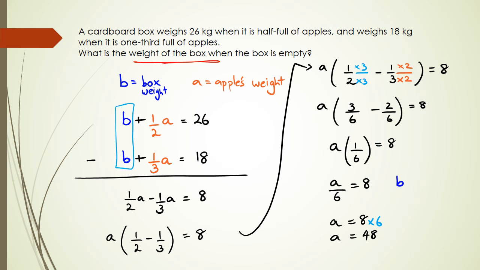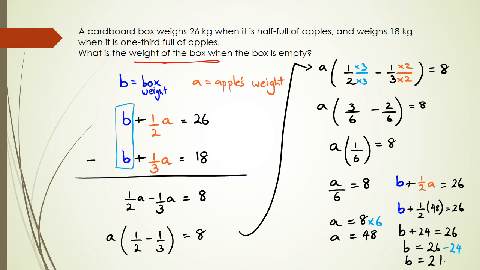I basically have box plus half of the weight of the apples, and that equals 26. And then I would have box plus half of 48 equals 26, which means 48 times half is 24. So B plus 24 equals 26. B is equal to 26 take away 24. Should really put that in a different color just so you guys get it. And so B is equal to 2 kgs.